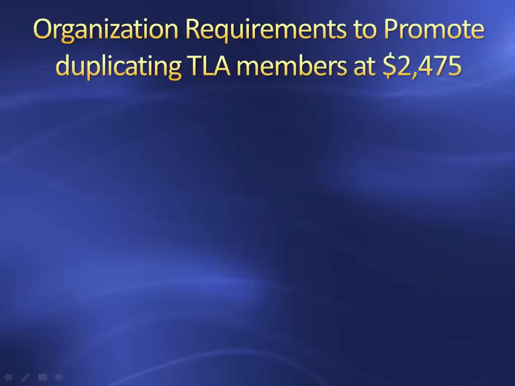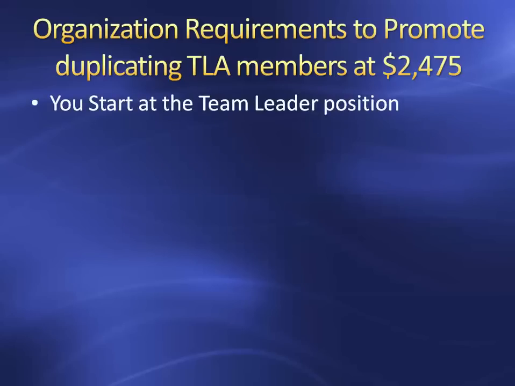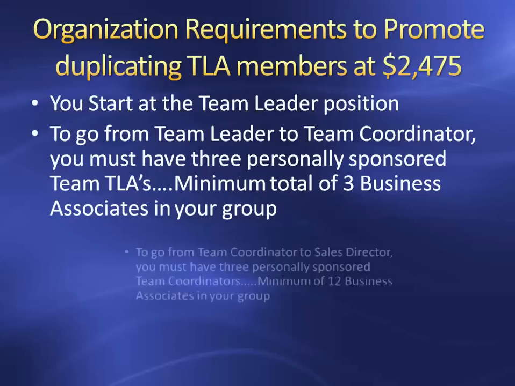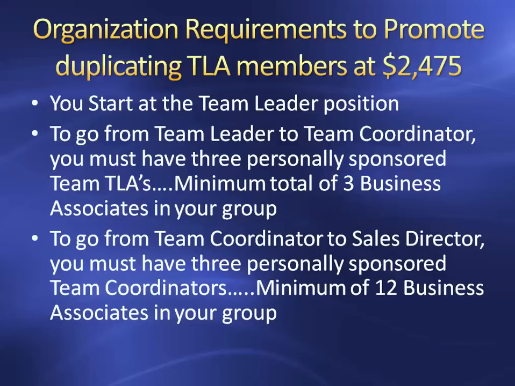Let's take a look at the organizational requirements if you're duplicating utilizing the TLA, or Team Leader Accelerator, members at $2,475. Well, you start at the team leader position, and to go from team leader to team coordinator, you must have 3 personally sponsored TLAs. That's a minimum of 3 business associates in your group, not 12. To go from team coordinator to sales director, you must have 3 personally sponsored team coordinators, which would mean a minimum of 12 business associates in your group, not 39.